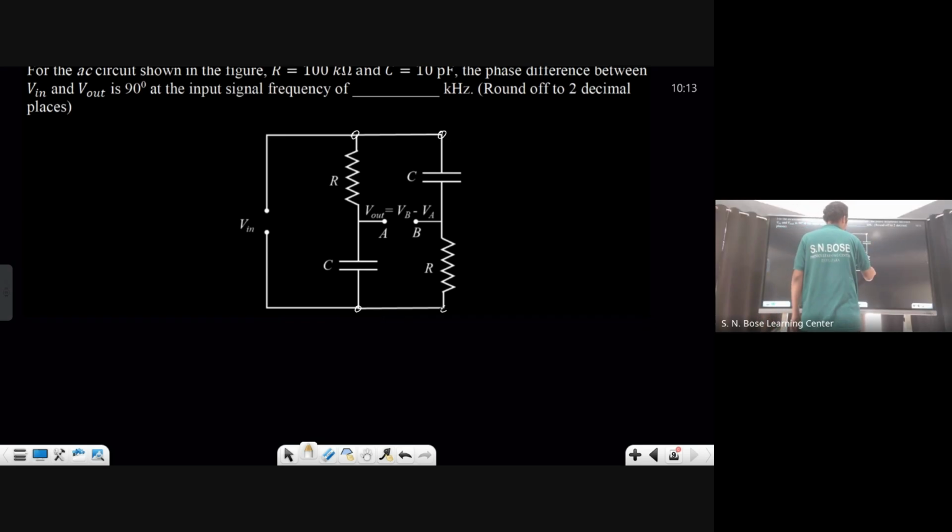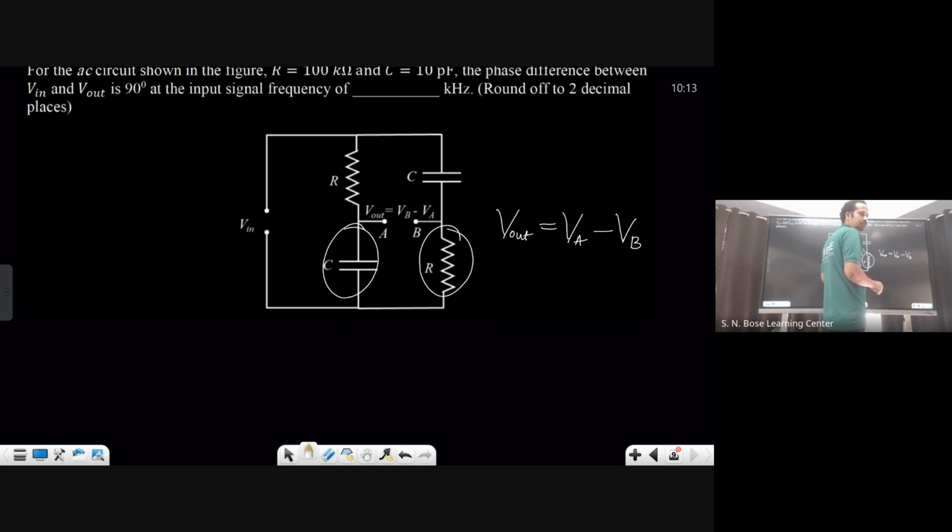Here also the voltage drop is V in, in parallel. You see this one. V out is the potential at A minus the potential at B. If it were across C or across R, then we would have quickly written something. This potential difference is known, or this potential difference is also known. They didn't ask directly across one of the components. They took this point and this point. They are asking V out as VB minus VA.